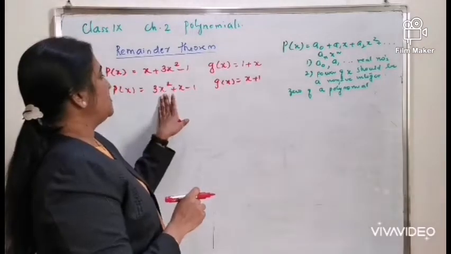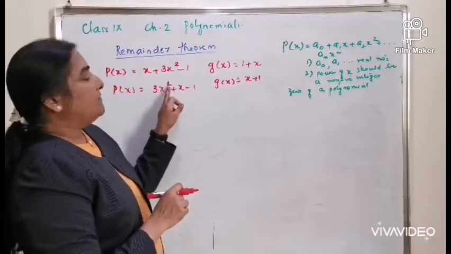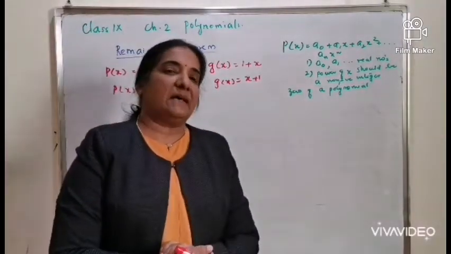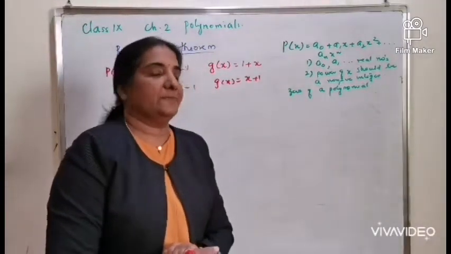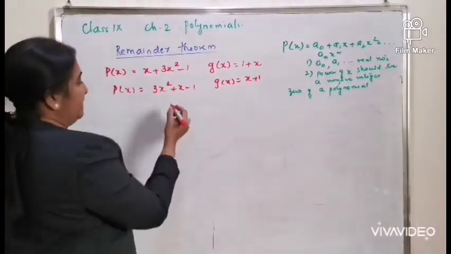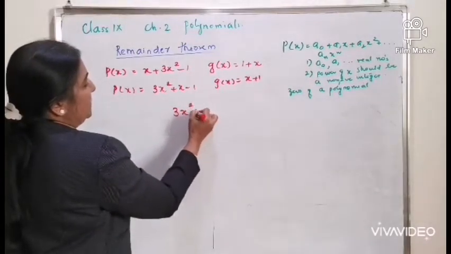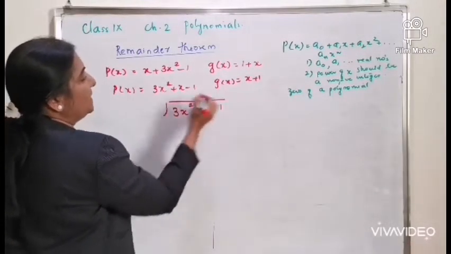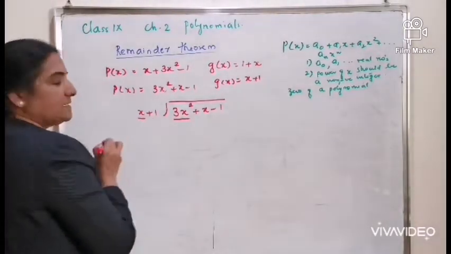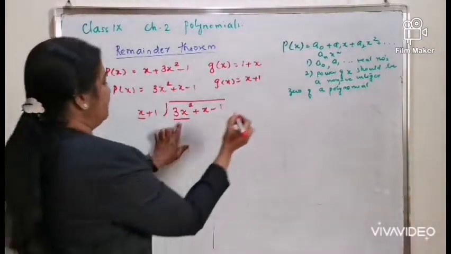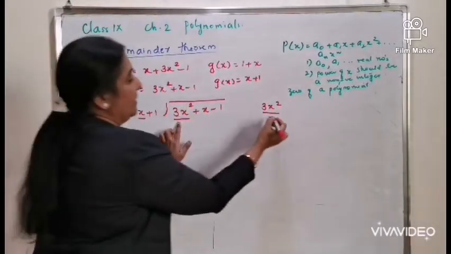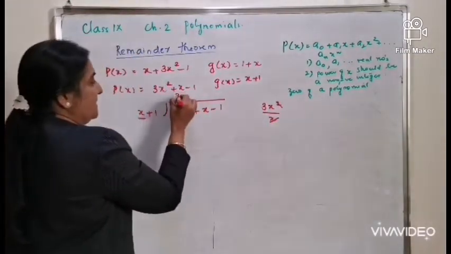The second step is to check whether the powers of the variables are already in descending order, that is, whether the variables have all the powers in the dividend. You can see here the power of x is 2 and the power of x is 1. Arranging 3x square plus x minus 1 with x plus 1. The first step is to divide the first term of the dividend by the first term of the divisor, 3x square divided by x. You get it as 3x.